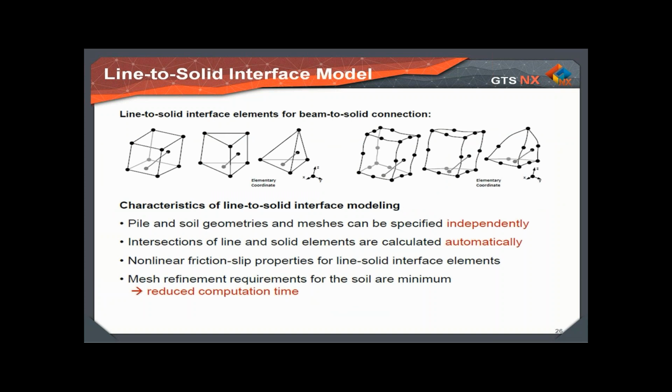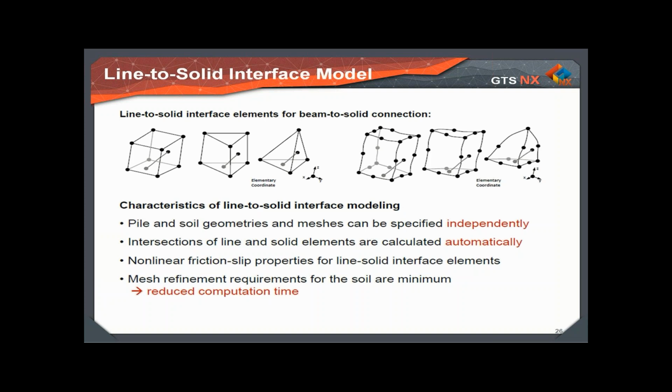Here shows the line-to-solid element for this beam-to-solid connection, and you can see that it can be used with different types of elements. We have hexahedral, pentahedral, and tetrahedral, and the pile can go arbitrarily through the element, and GTS NX will automatically calculate the interactions between the pile element and the hosting soil element. The soil element can be linear or quadratic as well.